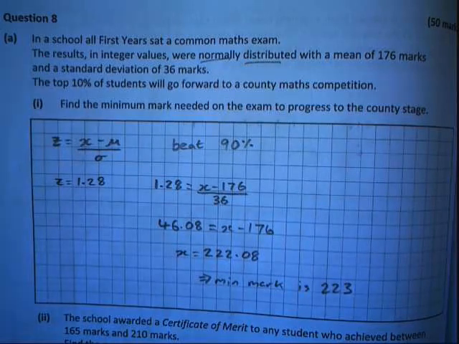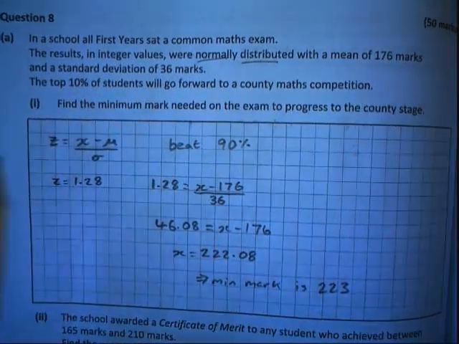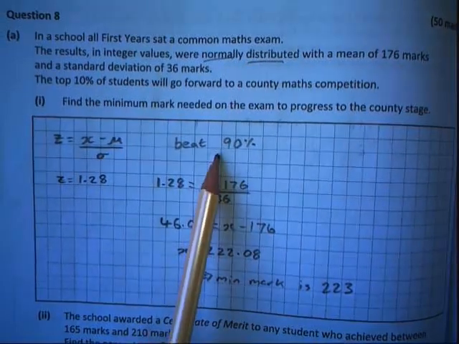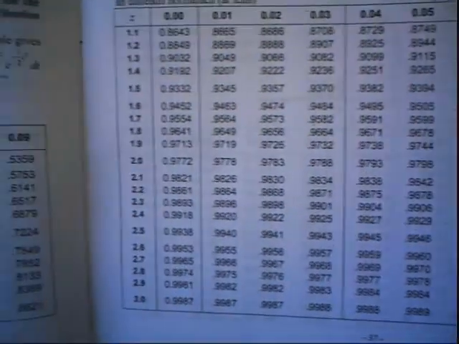Question 8. Normally distributed. That means I want to use Z tables. Brilliant. So top 10% of students. Top 10% means that you've beaten 90% of people. Okay, we can look that up, and that'll give us a Z score.